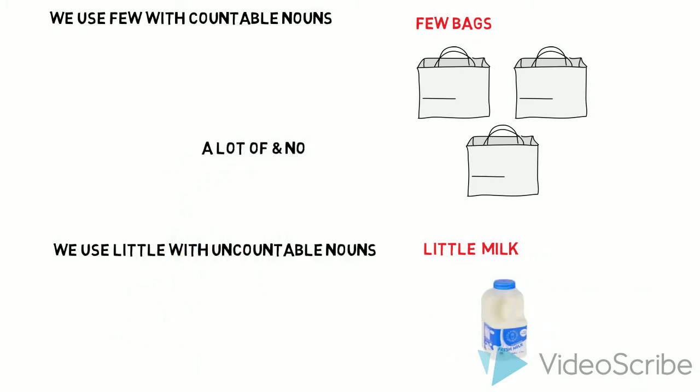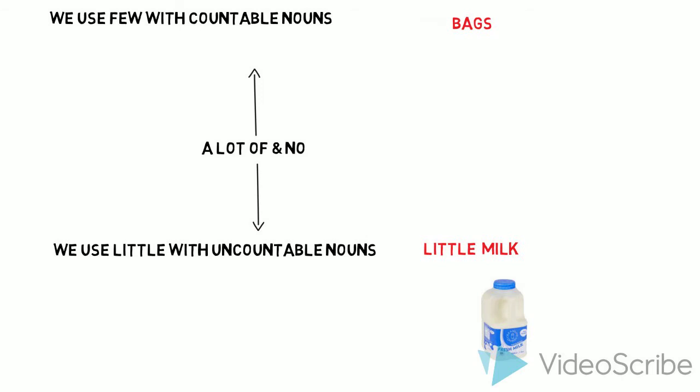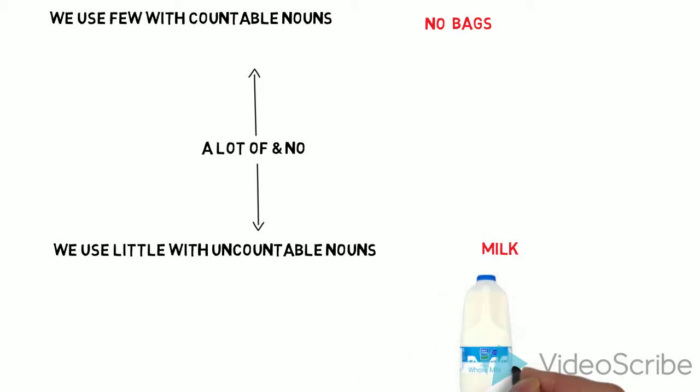A lot of and no are used for uncountable and countable nouns. So instead of few bags, we can say no bags. And instead of little milk, we can say a lot of milk.